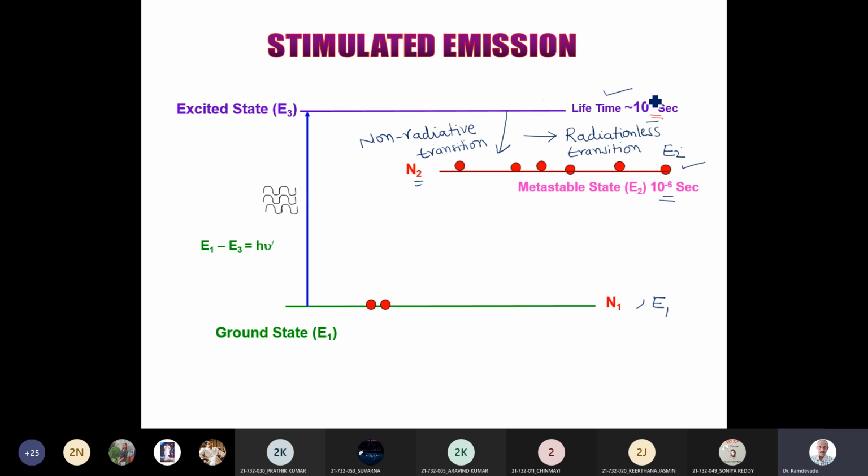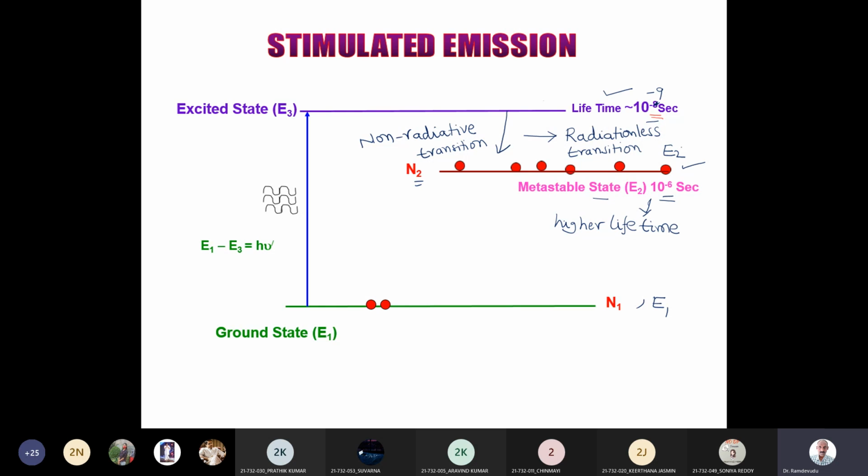Suppose I make this 10 to the power minus 9 seconds. Then E2 has a 1000 times longer life than E3, because this is nanoseconds and this is microseconds. Therefore, in some atomic systems, there will be some energy states which have a higher lifetime. This is a higher lifetime state. So the energy levels having higher lifetime are called metastable states.